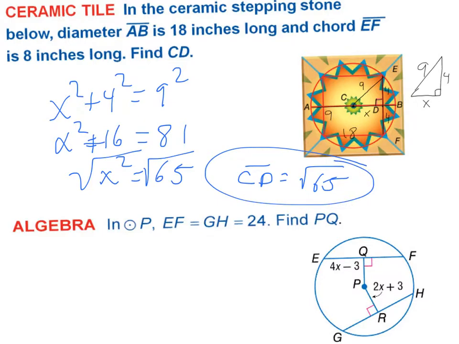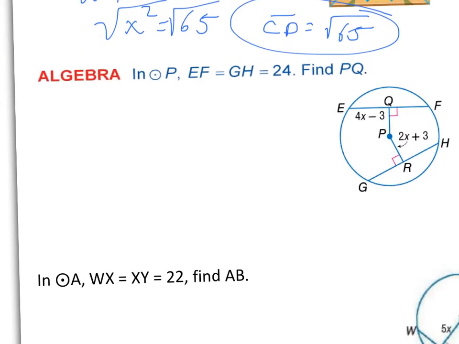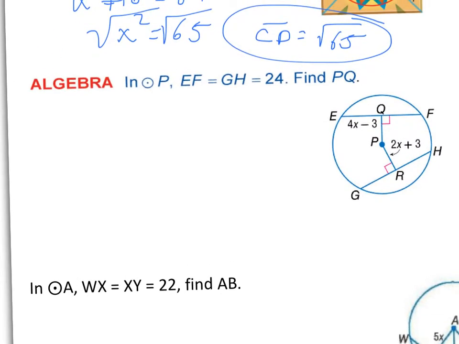Alright, that's a tricky one. Let's look at the next one. We have a circle, and it says that EF and GH are congruent, which means these two segments are congruent to each other, which, based on one of the things we learned, means the distance to the center of the circle is also going to be congruent. So 4x minus 3 is equal to 2x plus 3. We're doing this to solve for x.